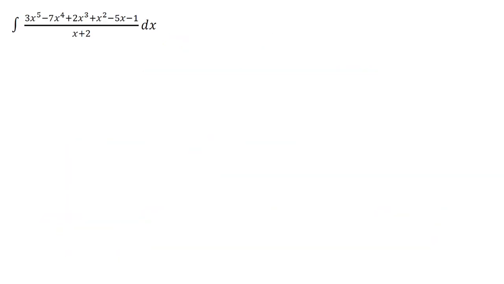All right, here is our last problem. So again, we're just going to do the same process, synthetic division. We'll put a -2 in the box because that's what makes the denominator 0. Our coefficients are 3, -7, 2, 1, -5, and -1. We weren't missing any powers there, so we've got them all in.